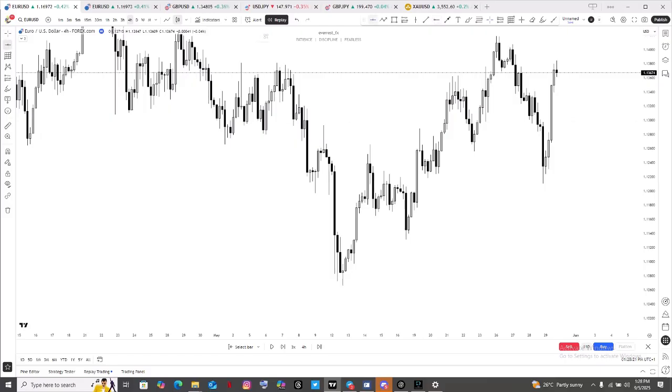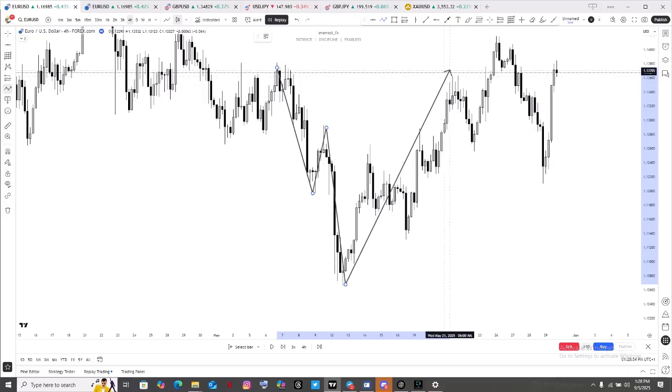Look at this swing. This is a lower high. This is what? A lower low. This is a lower high. This is another lower low. Now, we have a break like this, right? We have a break.